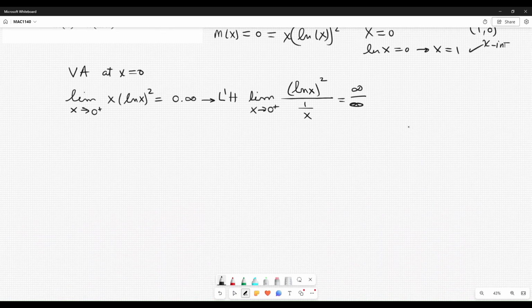Okay, L'Hopital rule now. Limit when x approaches 0 plus, derivative of the logarithm squared. Well, it's twice ln x times 1 over x, chain rule. Derivative of 1 over x is negative 1 over x squared. Okay, plugging in, this is infinity over infinity. We need to apply L'Hopital a second time.